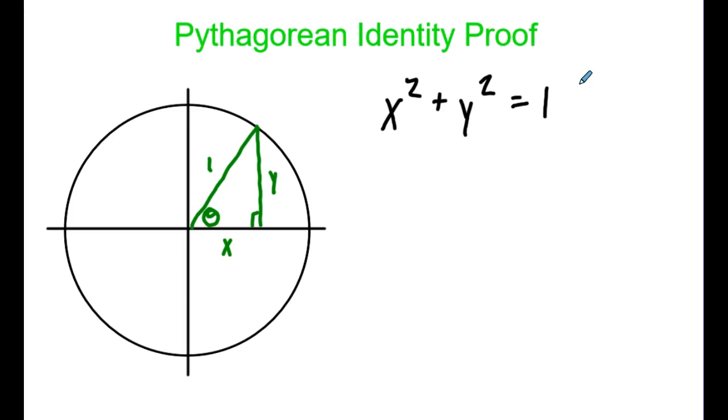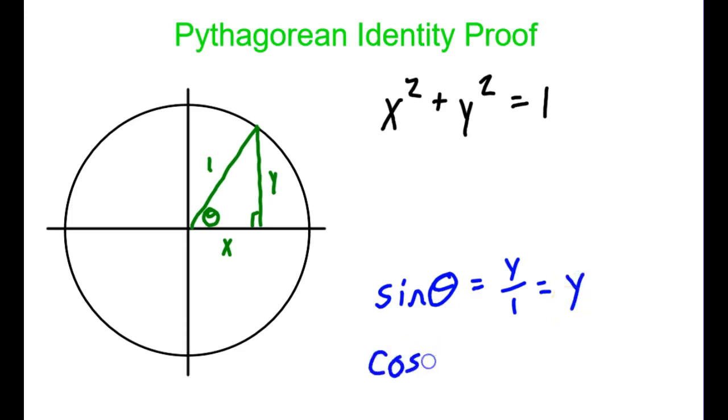Using SOHCAHTOA, we can also write some trig ratios. If I'm looking at angle theta, the sine of theta is equal to opposite over hypotenuse, y over 1, which simplifies down to just y. We also know that the cosine of theta is equal to adjacent over hypotenuse, so x over 1, which simplifies down to just x.